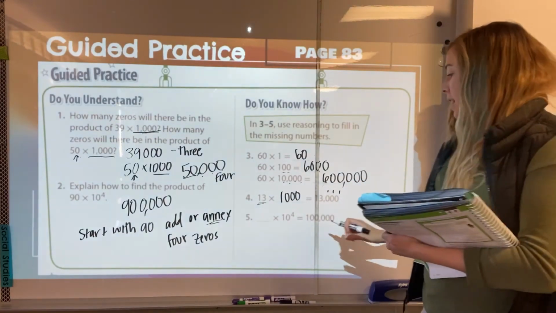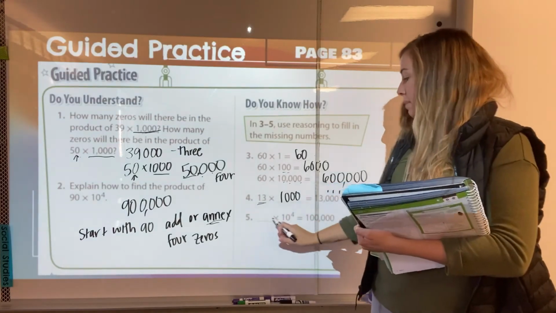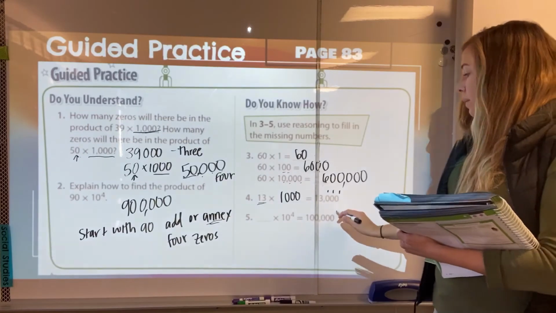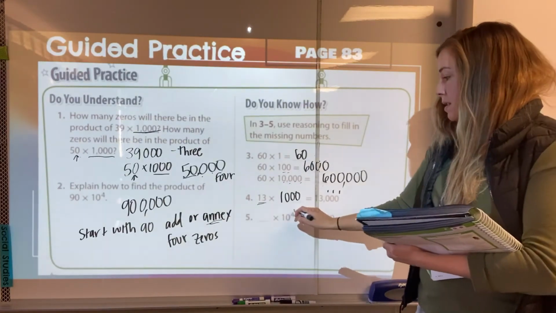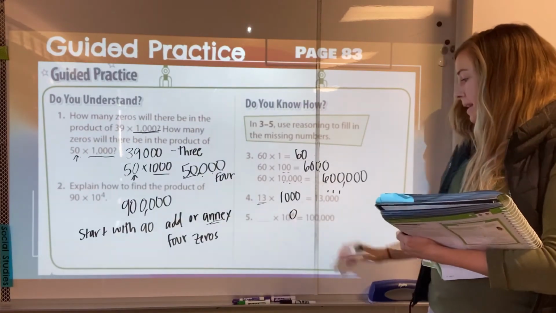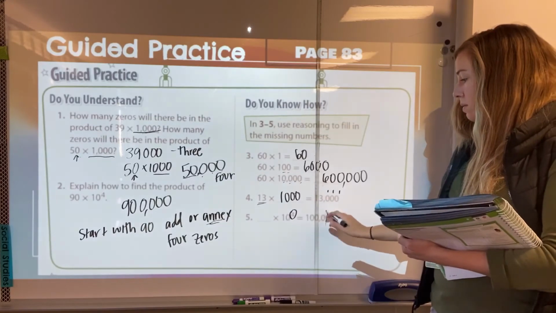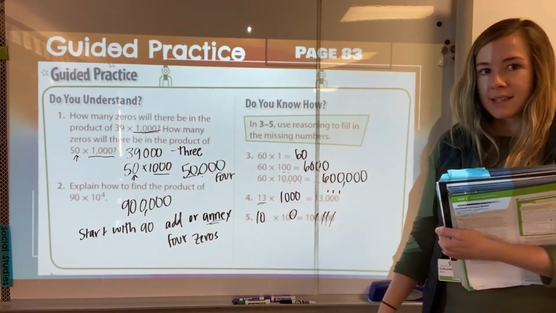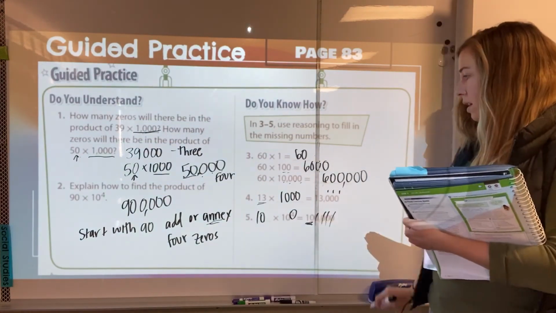All right, this one, we are looking at what number times 10 to the power of 4 is going to be 100,000. Well, what I'm going to do is cross off some zeros. I know 4 of the zeros came from my 10 to the power of 4. So 1, 2, 3, 4. So it's just going to be 10 times 10 to the power of 4 because that's what's left over here.